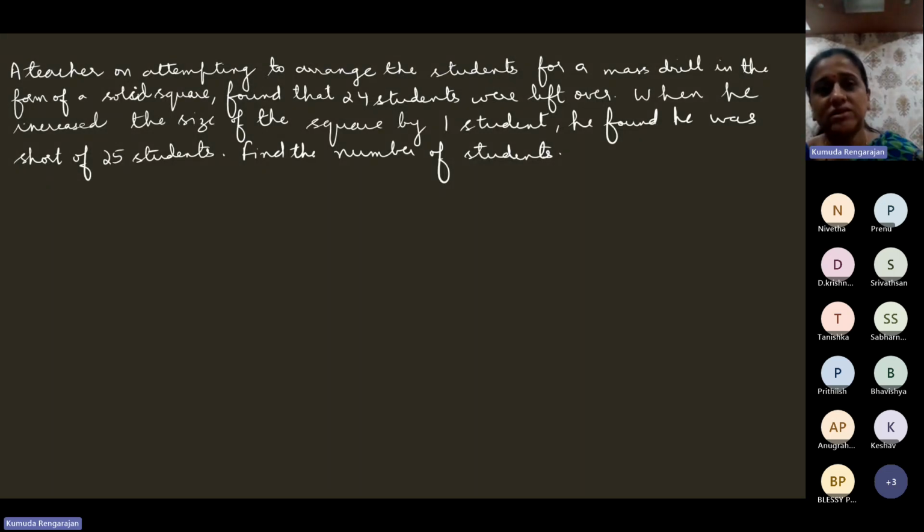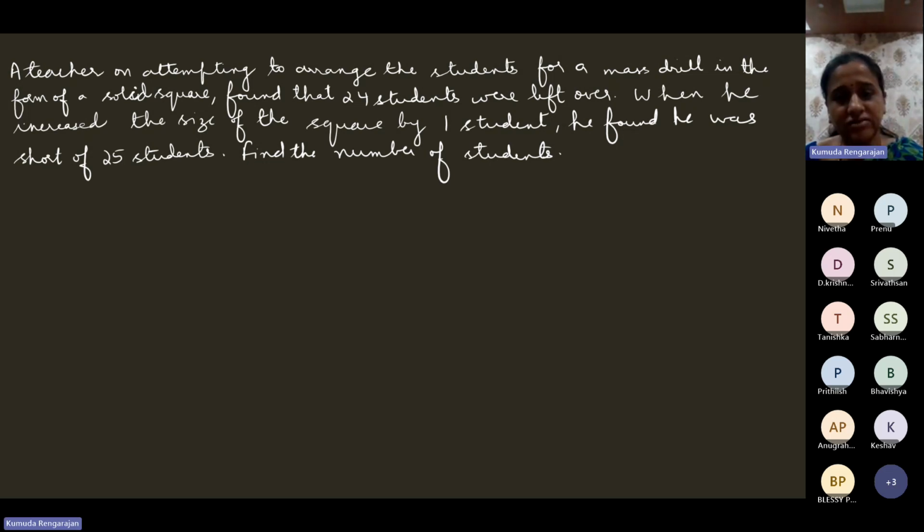In the first case, he was able to make a solid square, but 24 students were not a part of that square. They were left over. They were alone. They were not a part of the square. So in the first case, he's able to make a square, but 24 students are left out. Extra. He has 24 extra students, but he made the square.